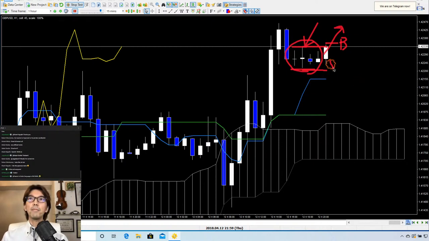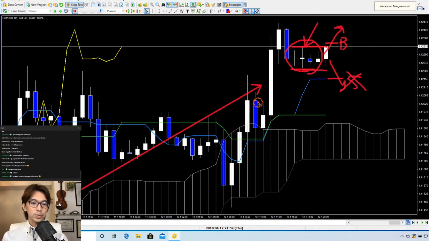Alright, and if it breaks downwards, then I won't take a sell. Right? I won't take a sell because overall this has been an uptrend. Right? Overall it has been an uptrend. So this might be a fake breakout. So I don't wanna place a sell. But if it breaks upwards, then I will look for the buy chance.